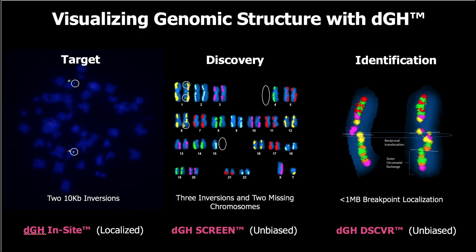Before I pass the mic to Erin, I did just want to briefly show DGH in action and also to point out one additional feature of DGH SCREEN. Shown here in the center is the genomic map of a single cell. In addition to a direct measurement of structural variation, DGH SCREEN is also an excellent karyotyping method. So with a single assay, you can detect not only all of the structural variation within a system, but also karyotypic defects such as aneuploidy or trisomy.